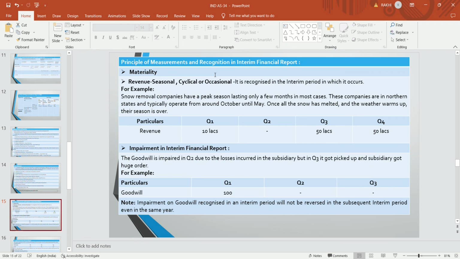If the revenue occurring in quarter 1 is 10 lakhs, then it will be recognized in that quarter only. If in quarter 3 the revenue is recognized as 50 lakhs, then it will be recognized as 50 lakhs only. And if they earn revenue of 50 lakhs in quarter 4, then it will be recognized in quarter 4 only, not in any other. On a proportionate basis it will not be recognized. It will be recognized as and when it occurs.